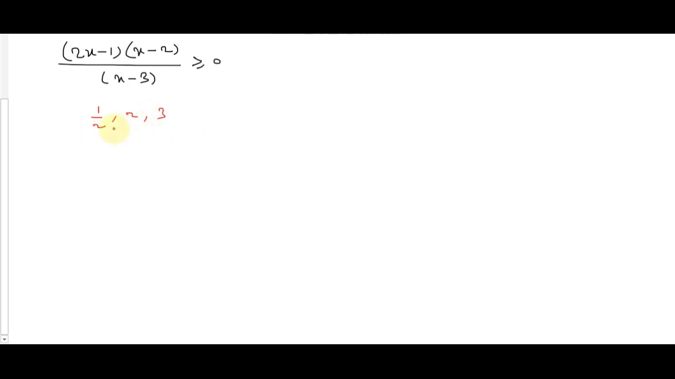We will plot all these critical points on the number line. So we will have here first 1 by 2, then we will have 2, then we will have 3. So let's try to understand the shortcut that we can use in solving this inequation. First of all, we will check the sign of x in all the brackets. We find here that in the first bracket 2x is positive, x is also positive, and here in the denominator x is again positive.